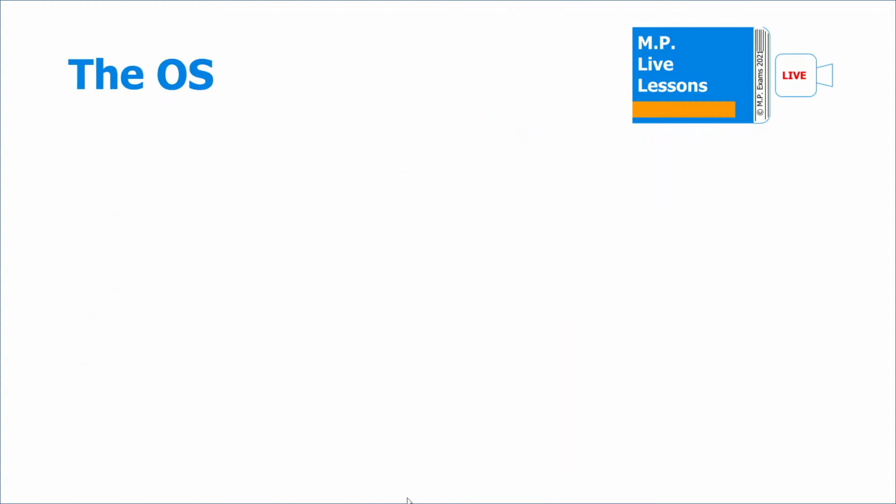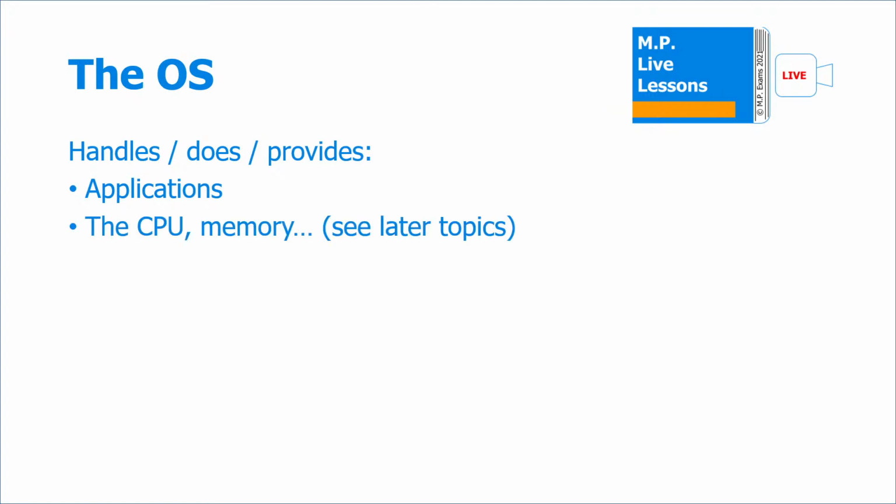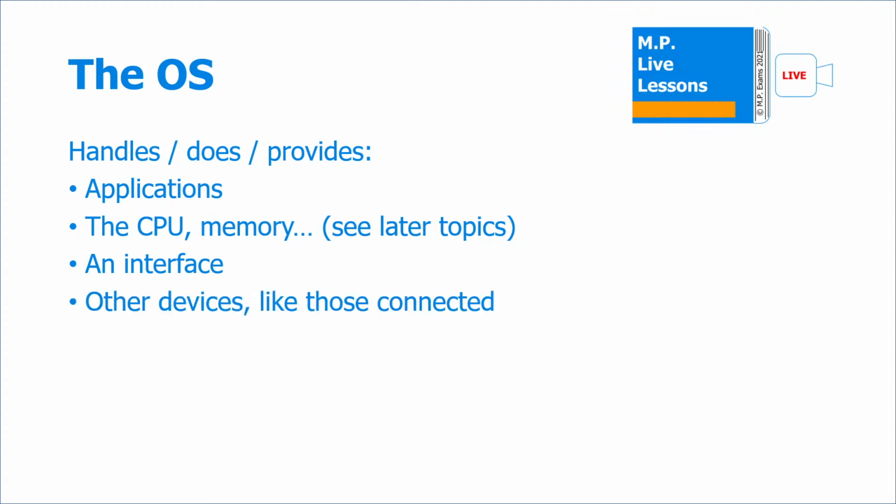Now, you'll need to know about the operating system or the OS, and what it does. It handles the applications themselves, the CPU and memory, which you'll learn about in a later topic in this lesson, the interface, which is what's printed, and other devices that may be connected, things like headphones, speakers, mice, keyboards, and so on. These are often part of multiple choice questions, for example, to see the jobs the OS does not do. And you just need to know this.